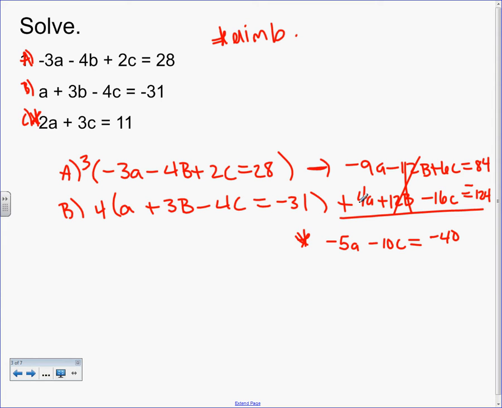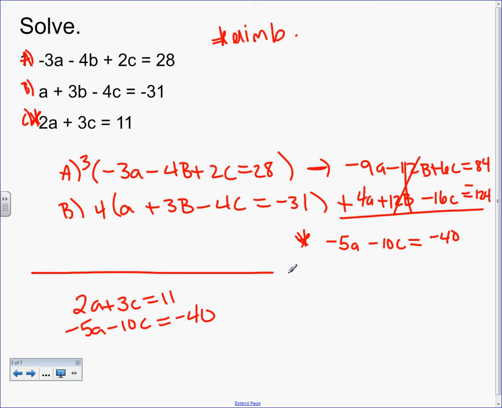What do we do with the stars? I write them on top of one another. I don't want to try to do math from over here all the way over here. I think that's hard to do. So I rewrite the 2A plus 3C equals 11, and the negative 5A minus 10C equals negative 40. So above my line is new, below my line is not new.